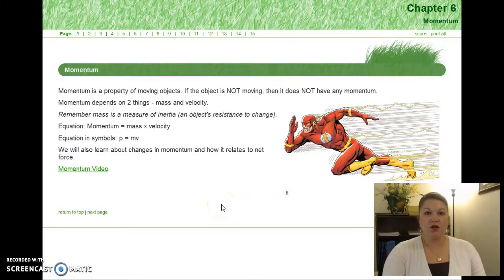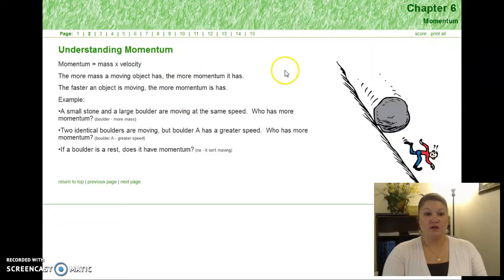Chapter 6 is all about momentum. Momentum is the property of moving things. Remember, if it's not moving, it doesn't have any. Momentum depends on mass and velocity. You change one or the other, your momentum's going to change. It's a direct relationship, so if you increase mass, you're going to increase momentum. You increase velocity, you're going to increase momentum as well. Okay?